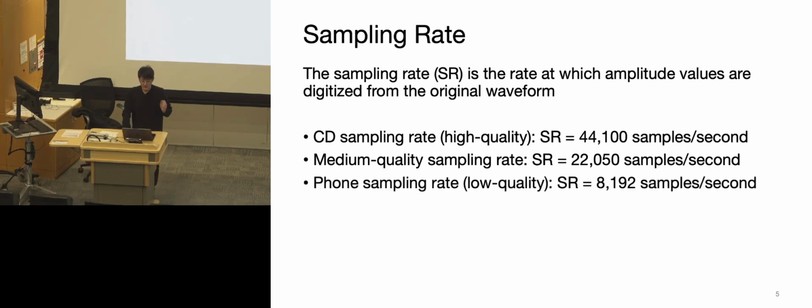And we also have the phone sampling rate. It's more on the low quality side in terms of sampling rate. It's about 8,000 samples per second. Any guesses on why the phone sampling rate is so much lower than, say, CDs or other forms? Any guesses? Yeah.